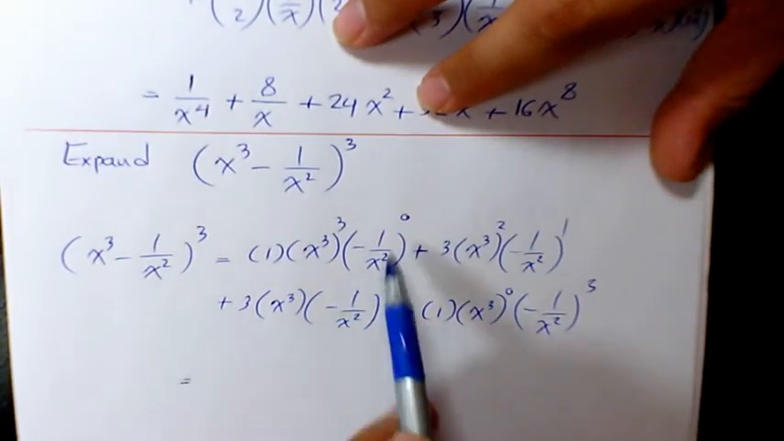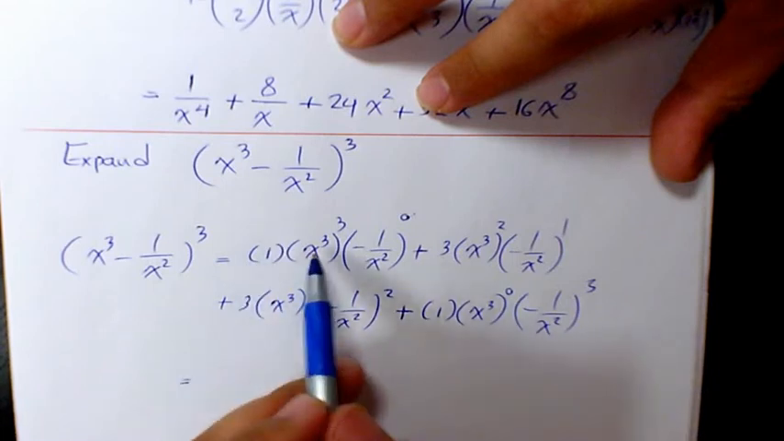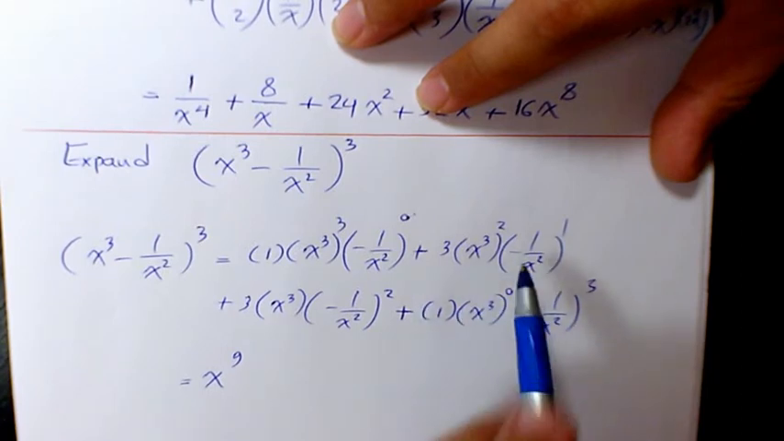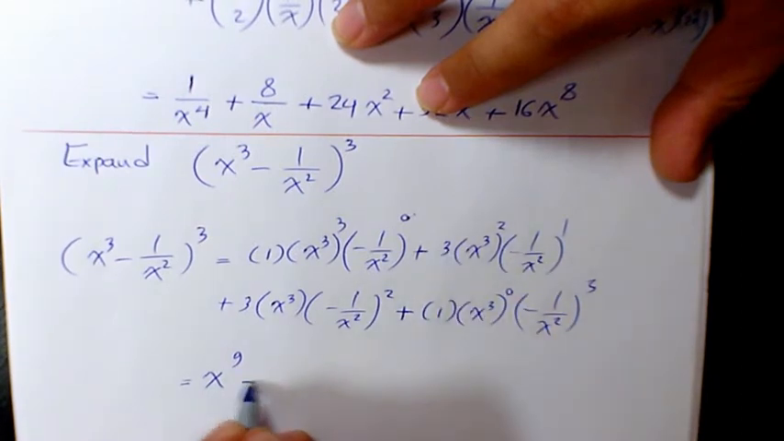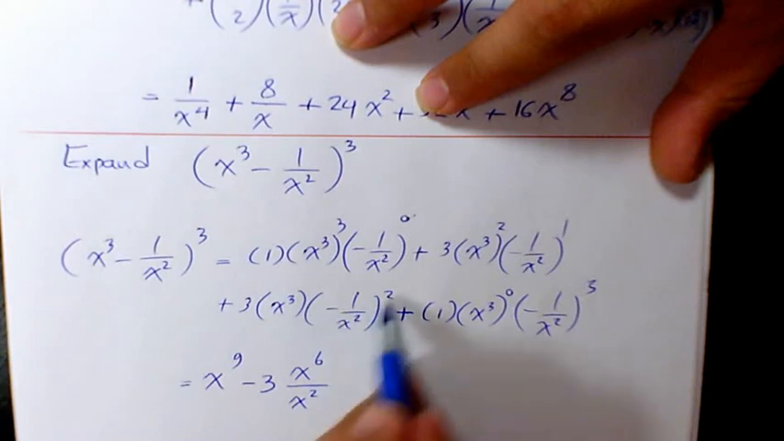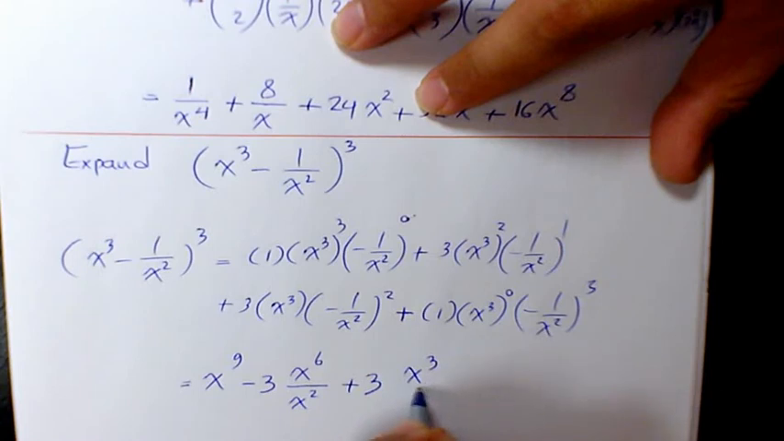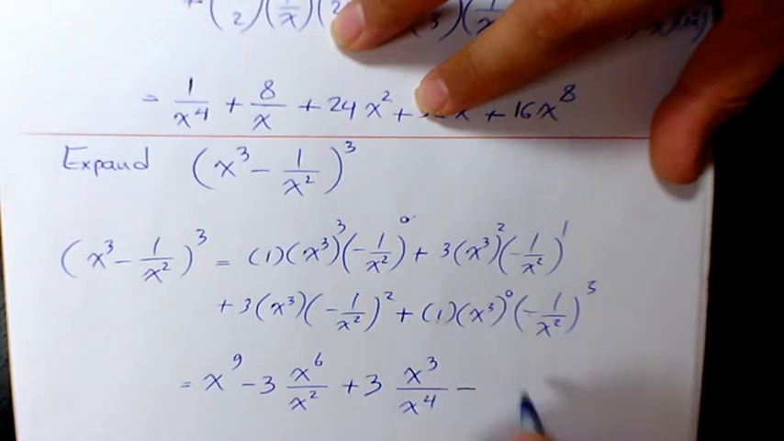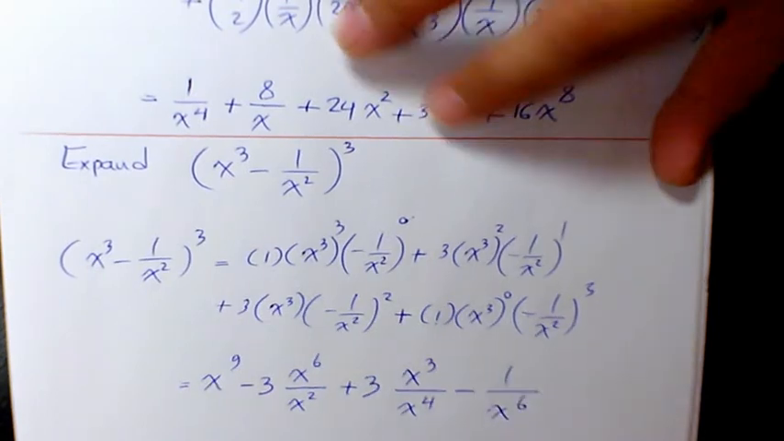So when you simplify it, this one is 1, this one is 1, so it's going to be x to the power of 3 to the power of 3, which is x to the power of 9. Here negative and negative 3 is going to be negative 3 x to the power of 6 divided by x to the power of 2. Here negative to the power of 2 is going to be positive, so we have 3 x to the power of 3 divided by x to the power of 4. 1 times x cubed to the power of 0 is going to be 1. Negative 1 to the power of 3 is going to be negative 1 over x to the power of 6.